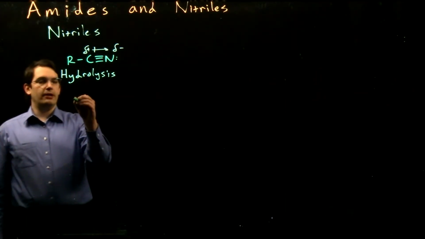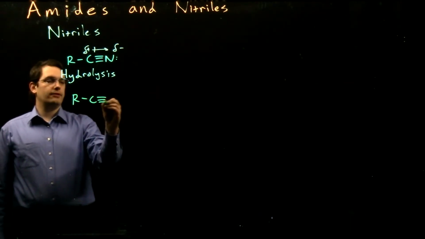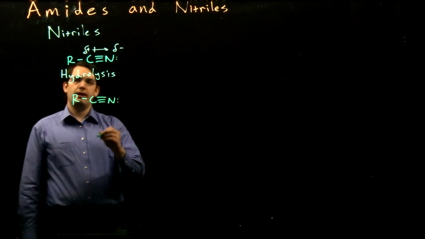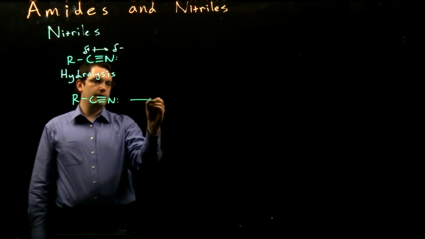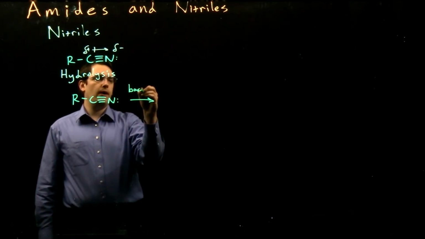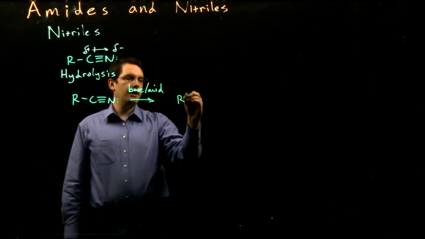Now, if we do that here for our nitrile, so we're still going to have that water attacking our electrophilic carbon, but interestingly, it's actually going to end up leading to an amide here instead. So this can occur with either base or acid. And we'll create an amide initially.